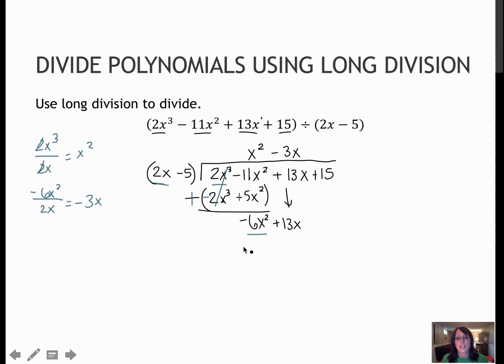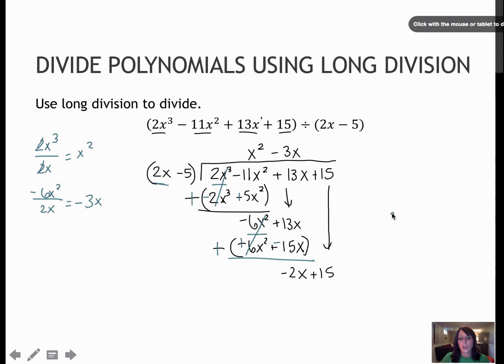So negative 3x times 2x is negative 6x squared. Notice again they match. Negative 3x times negative 5 is positive 15x. Again, don't worry about the signs quite yet because I'm subtracting all of this, which means I'm going to keep, flip, change, change, since I'm subtracting both terms, which means these two terms will cancel, which is what I wanted to have happen. And 13x plus negative 15x gives me negative 2x. Bring down my last term.